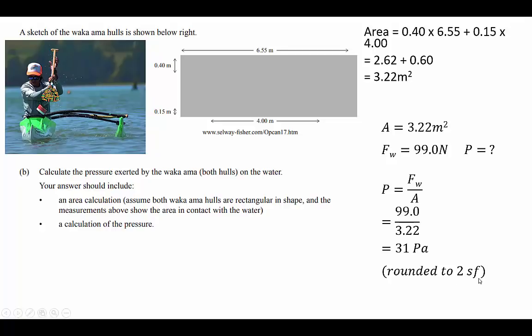You don't really need to worry about significant figures at level 1, but I've put that in there just to show what I would have rounded it to. And that's based on the smallest number of significant figures in the data that was given.